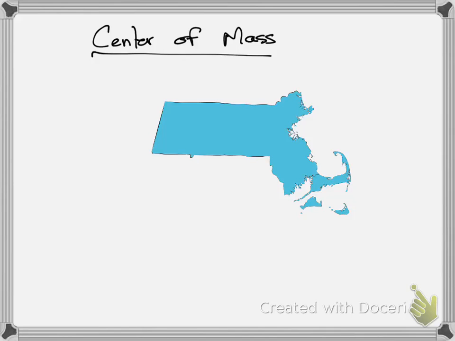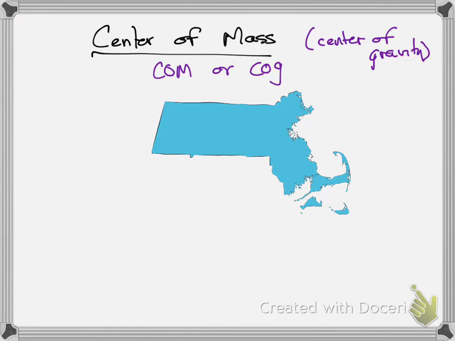The topic I want to talk about today is the concept of center of mass. Center of mass is a concept that you should have a pretty good feel for. It's the center of mass or the center of gravity. They're basically the same thing, abbreviated COM or COG. And that's where something balances.